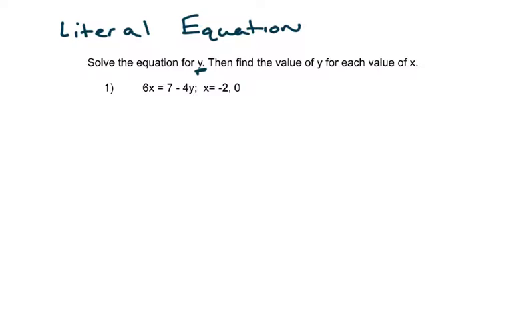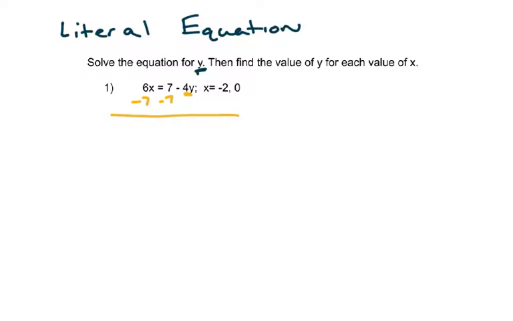Okay, so what do I mean by that? Well, let's look at the first one: 6x equals 7 minus 4y. If it's asking me to solve for y, this means I'm just going to try to get y by itself. So we know when we see a linear term, a number and a letter next to each other, and then we see another number, we can move the other number to the other side by subtracting it. So we're going to say minus 7, minus 7.